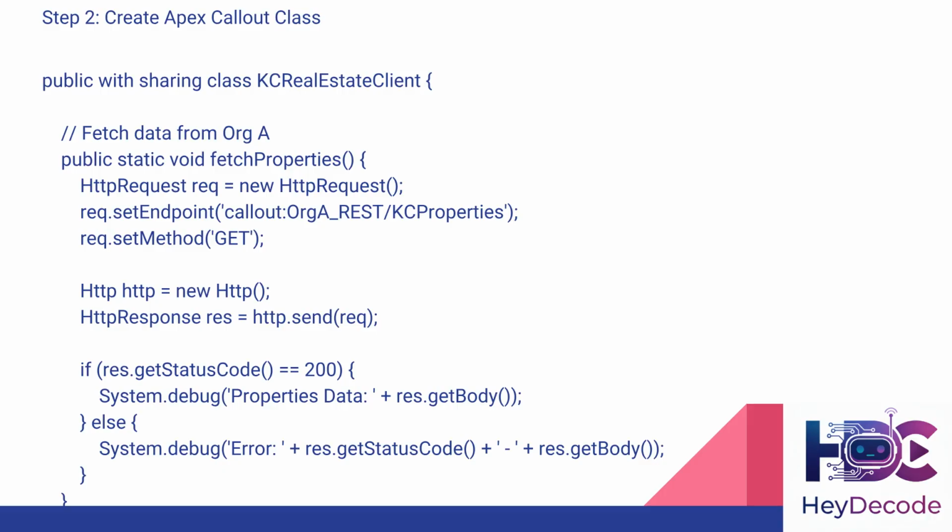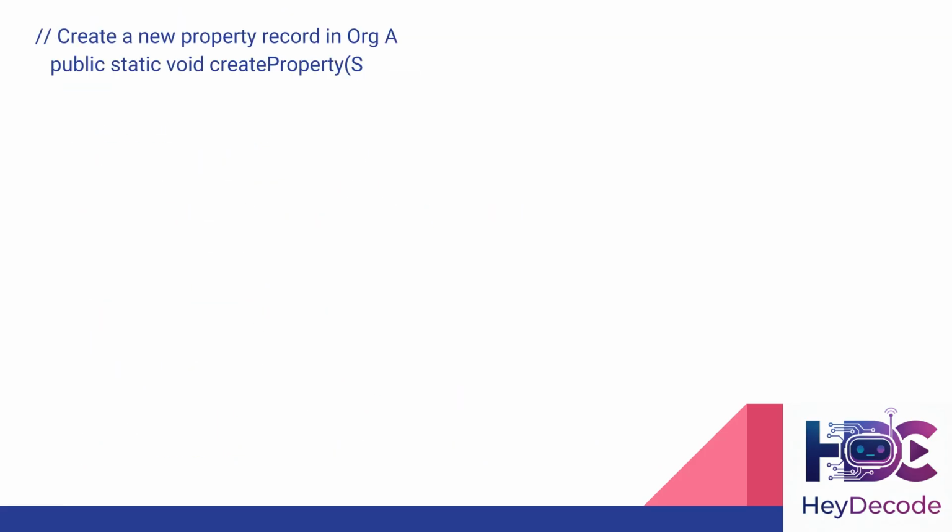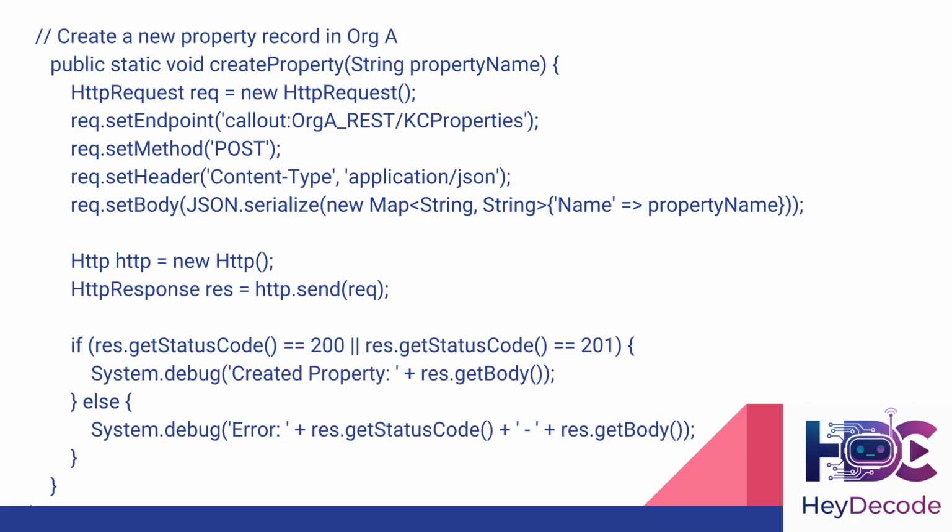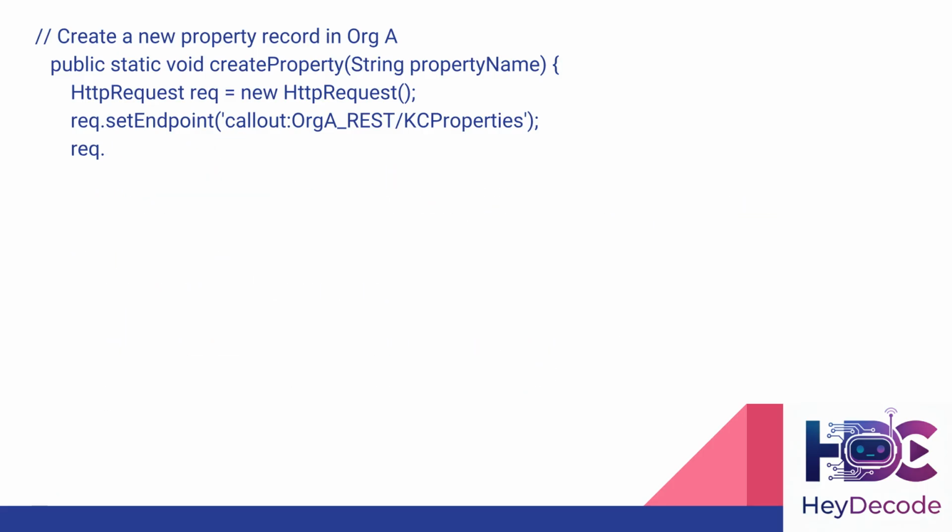This class contains methods to fetch properties from Org A using an HTTP GET request to the specified endpoint, handling the response accordingly. The KC Real Estate Client also includes a method to create a new property in Org A using an HTTP POST request. It sets the content type to JSON and serializes the property name for the request body.